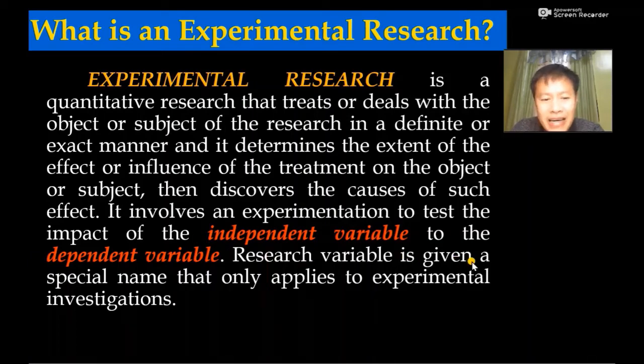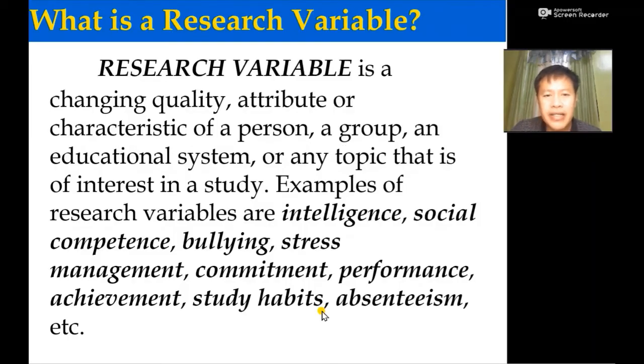Research variable is given a special name that only applies to experimental investigations. Research variable is only applied to quantitative research, and is not applied in qualitative research. But research variable is not only applied in experimental research, it is also applied in non-experimental research, specifically correlational research. Okay, what is a research variable?